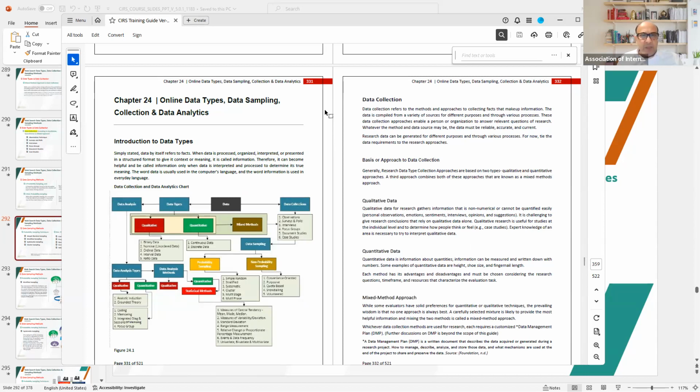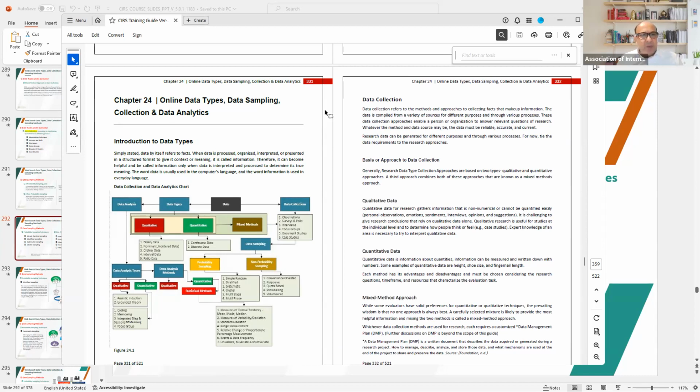So I'm starting with page 331. Basically, it's chapter 24, which is considered to be most important for the second part of the module 2, from the examiner's perspective, that is. So in the traditional research methods, we've got two areas which may sound slightly more complicated than others. One of them is data collection methods and sampling methods.